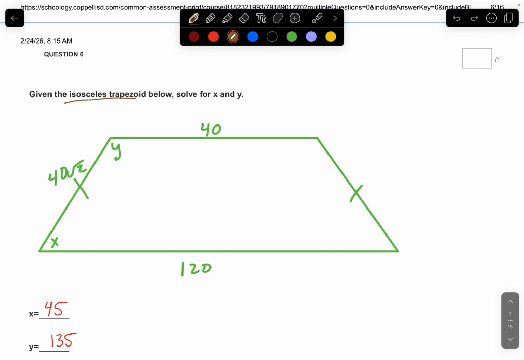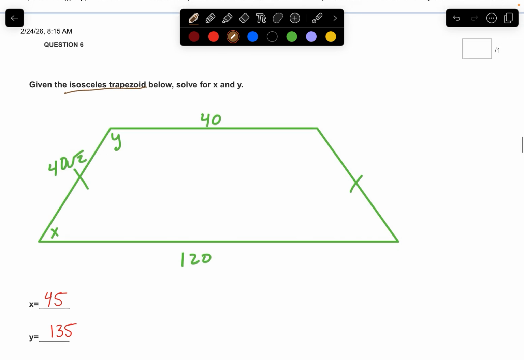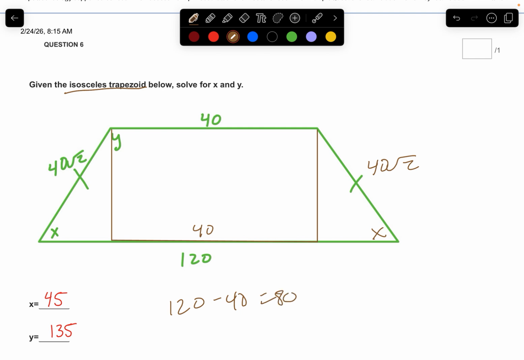Given the isosceles, words matter. So now that it's isosceles, now we have some more information. We do know that the legs are the same. We know that the base angles are the same. There's a lot of things we can do here. If it's isosceles, if this corner's x, this corner's also going to be x. If that's 40 root 2, this is also 40 root 2. If this middle section here is 40, 120 minus 40 equals 80, divided by 2 equals 40. That means that we have 40, 40, and 40. Basically, all three sections across is 40 now, because if it's isosceles, you know that the wings are the same size. That's the way it has to work.